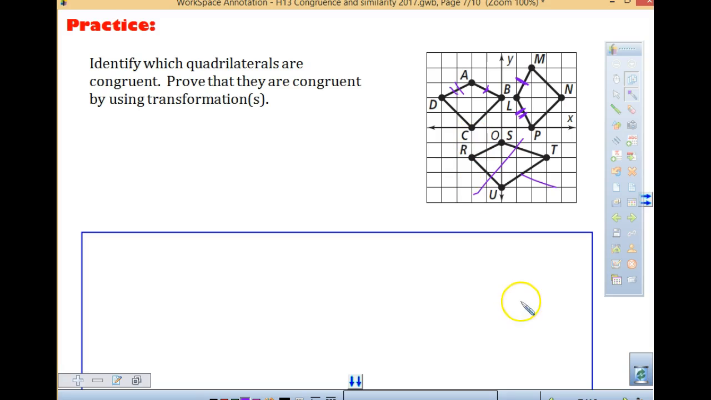So how do I get it turned like that? What do I have to do? You have to rotate. I do have to rotate it, right? I got to turn it somehow. So we know we're going to be rotating it.